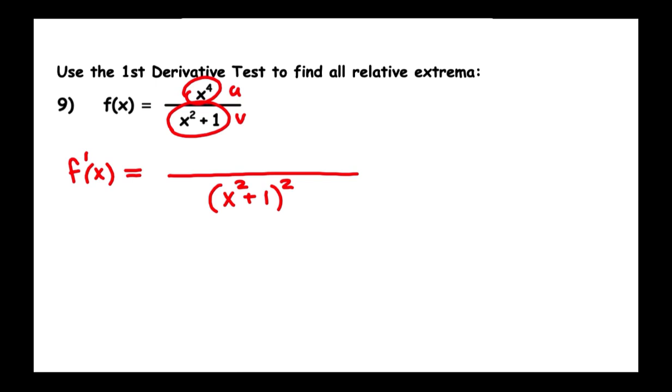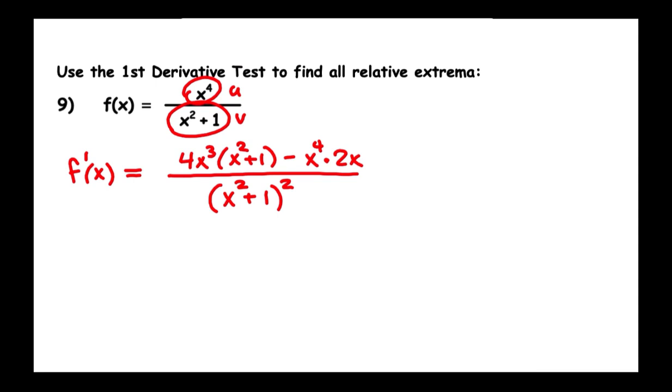U prime v will be 4x cubed times the v minus u v prime, and v prime will just be times 2x. So that's going to turn into 2x to the 5th at the end there, negative. And I have to set this equal to 0 and see where the extreme values might be.